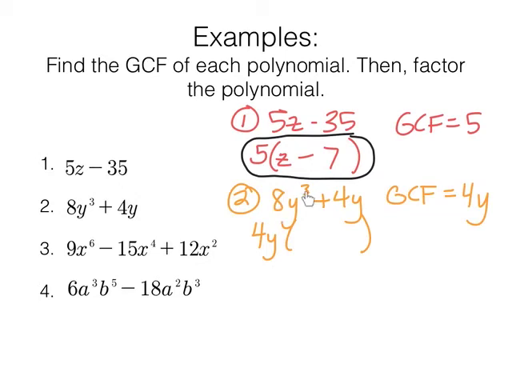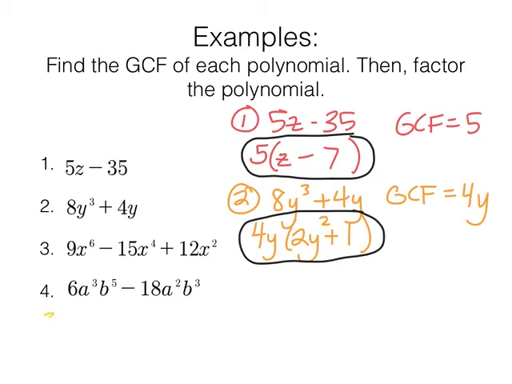And what do you get when you divide? Well, 8y cubed divided by 4y. 8 divided by 4 would be 2. Y cubed, divide off y, would leave me y squared. 4y divided by 4y would leave me a positive 1. And that is my answer for the second problem.